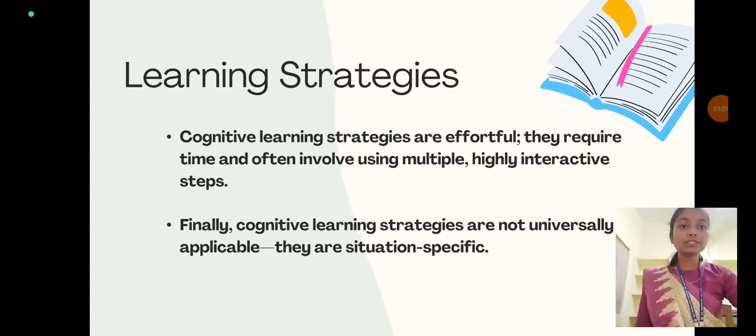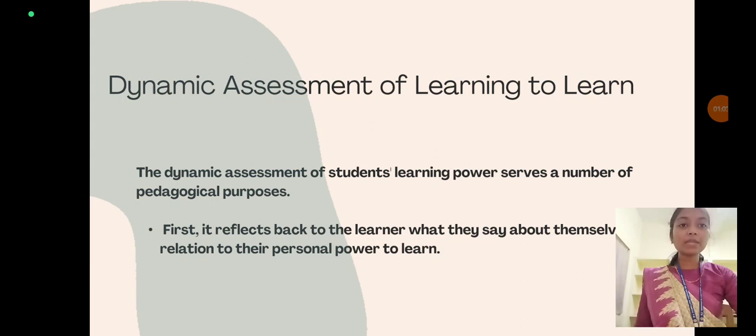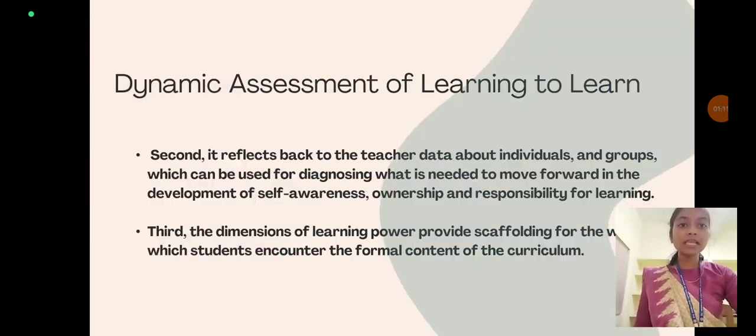They are situation specific. Some dynamic assessment of learning to learn. First, it reflects back to the learner what they say about themselves in relation to their personal path to learn. Second, it reflects back to the teacher data about individuals and groups. Third, the dimensions of learning part provide scaffolding for the students.